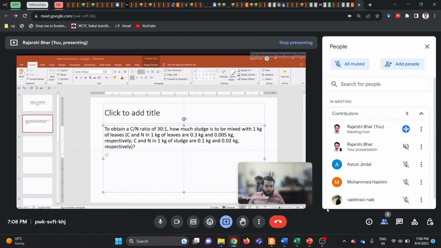Okay, so for those who have joined just now, Vaishnavi, this is the first question that we are having. You have been given that the compost should have a C/N ratio of 30 is to 1, and how much sludge is to be mixed with 1 kg of leaves, where the carbon content in 1 kg of leaves is 0.3 kg, while nitrogen is 0.005 kg. Similarly, the values have been shared for sludge, and you have to determine the amount of sludge that is to be mixed with this leaves.